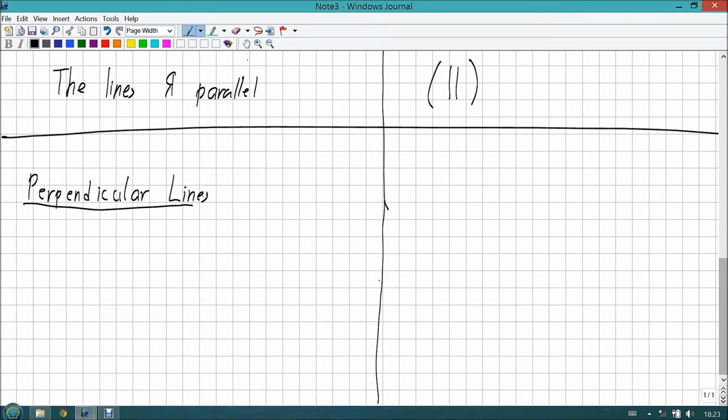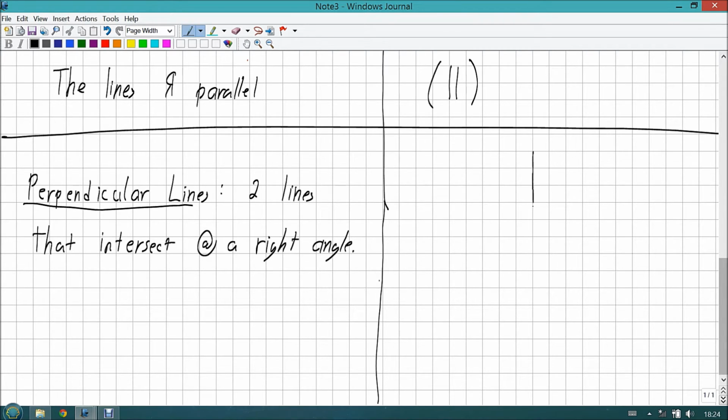Perpendicular lines are two lines that intersect at a right angle. What are two lines on every Cartesian coordinate system that intersect at a right angle?